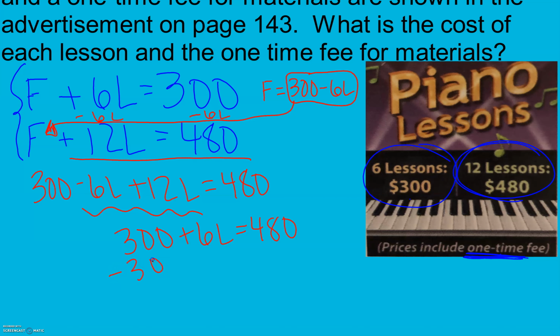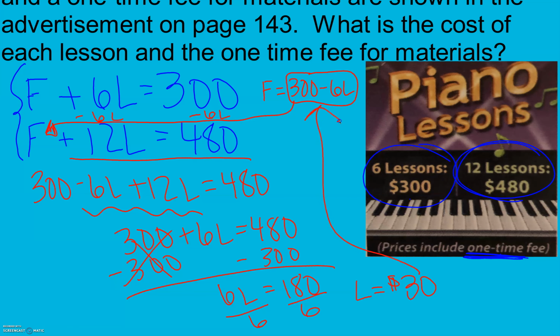Add or subtract. Divide by 6. So lessons are going to be $30 a piece. Now, we still need to figure out how much that fee is.